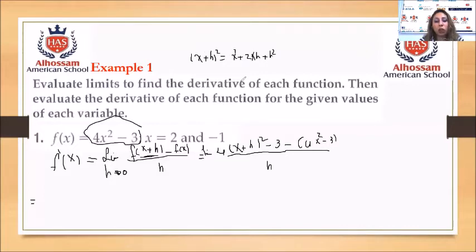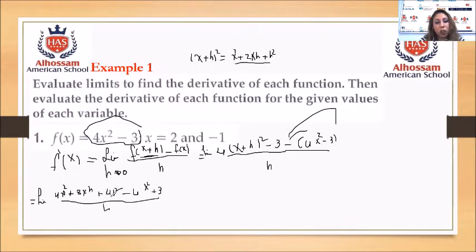After that, I will start to multiply all of this expression, which will be 4x squared plus 4 times 2, which is 8xh, and then plus 4h squared. And then I will start here to distribute the negative sign over all of this. So I have minus 4x squared plus 3. Okay? All of that over h.